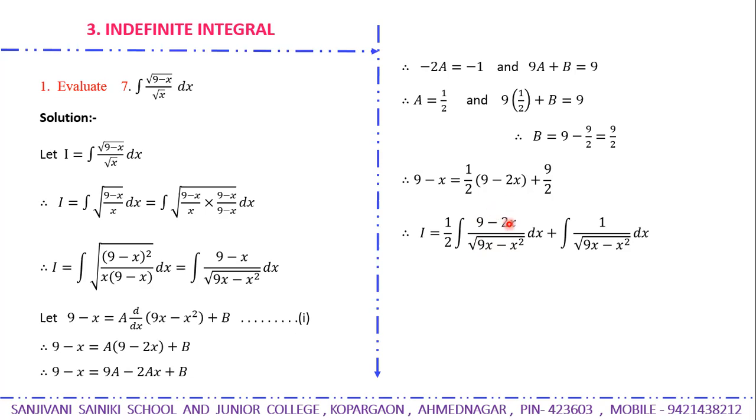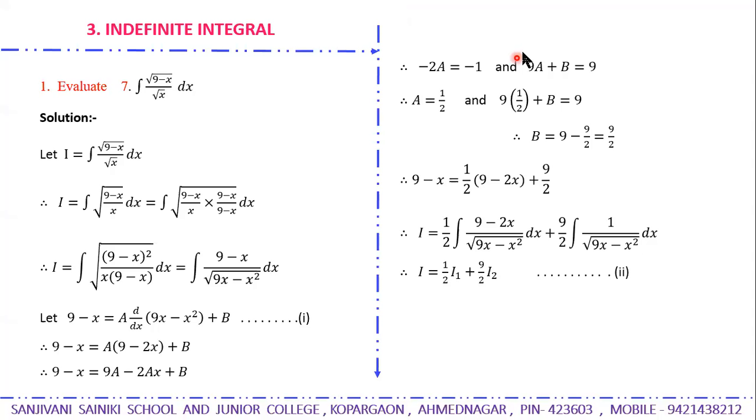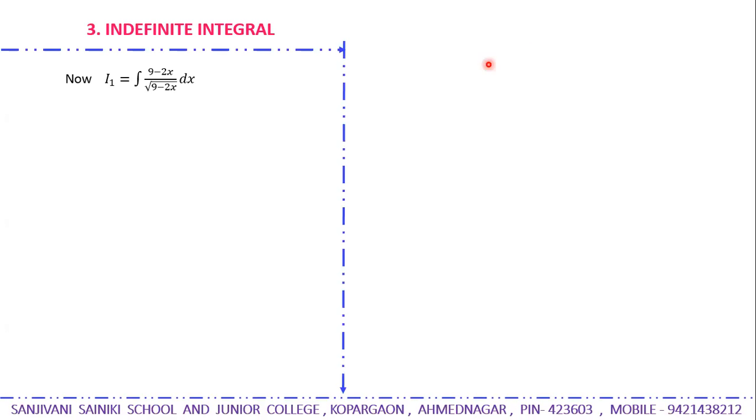Let us call the first integral I1 and the second integral I2. So 1 upon 2 times I1, where I1 is equal to the integration of (9 minus 2x) upon root 9x minus x square dx, and I2 is equal to the integration of 1 upon root 9x minus x square dx. So let us take I1, the integration of (9 minus 2x) upon root 9x minus x square.